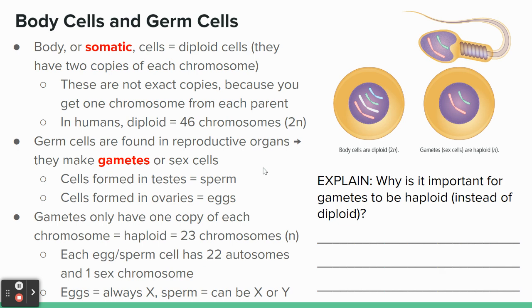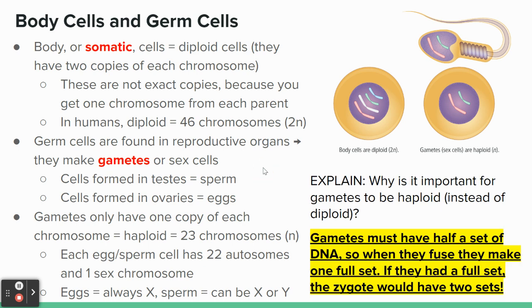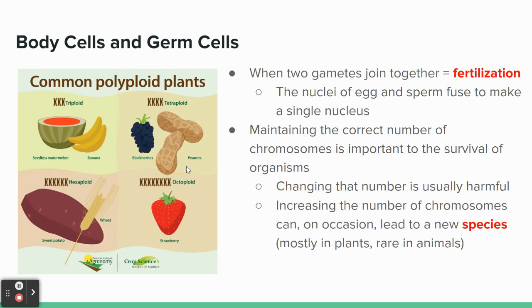What do you think? So it's because gametes must have half a set of DNA. So when they fuse together, they make 1 full set. If you had a full set to start with, then when those two fused, the zygote would have two sets of DNA, and that's way too much. So polyploidy is when an organism has more than one chromosome set.